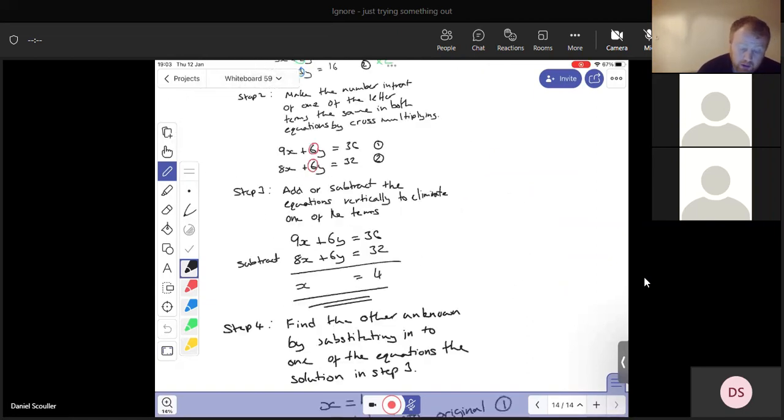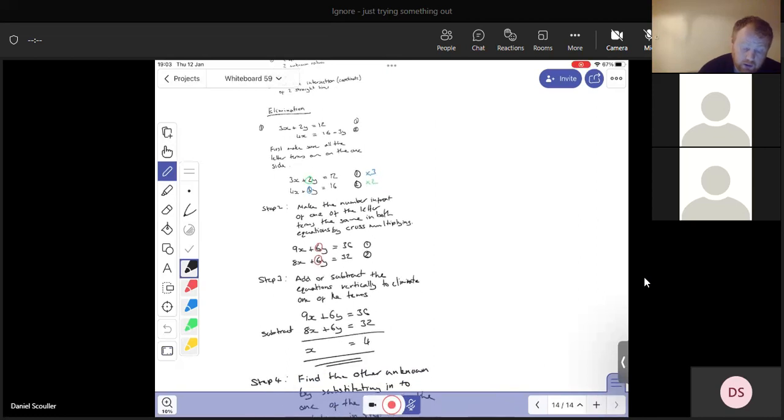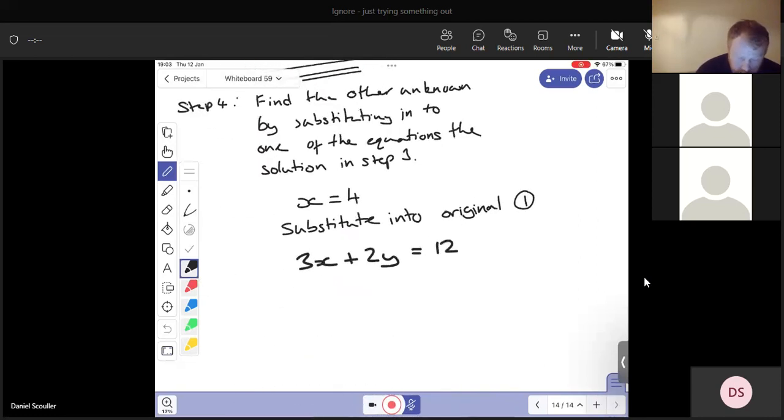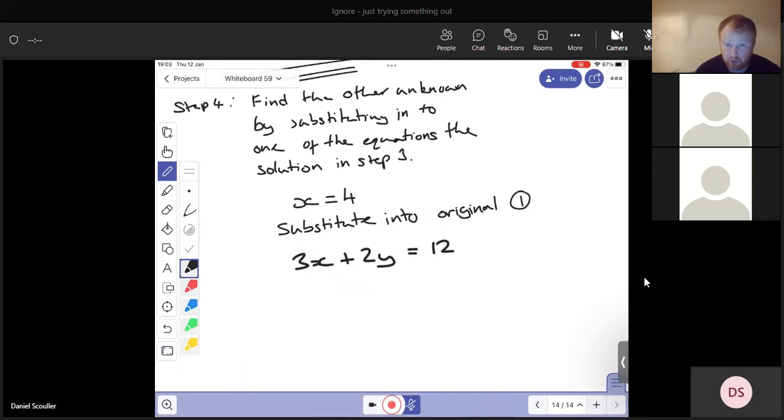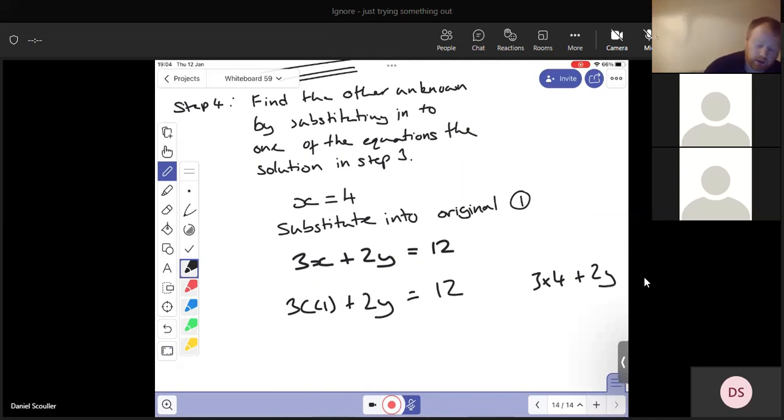So that original equation was 3x plus 2y equals 12. I want to substitute the fact that x equals 4. So where I see the letter x, instead of writing the letter x, I'm going to write the number 4. So instead of 3 times x, I'm going to get 3 times 4. So I'm going to write it with 4 in the bracket: 3 times 4 plus 2y. That's the exact same, that's fine.